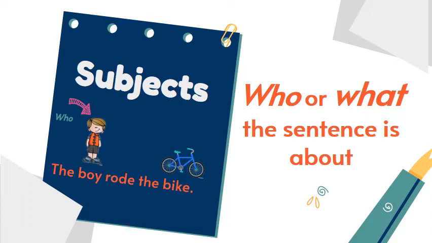I'm going to give you another example. The dogs are my favorite animals. Who or what are my favorite animals? The dogs. So the dogs is the subject. So don't forget, you have to ask who or what the sentence is about in order to know the subject of the sentence, the subject or the subjects. When we say subjects, it's more than one subject in a sentence.